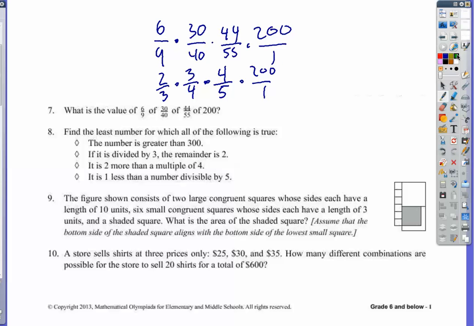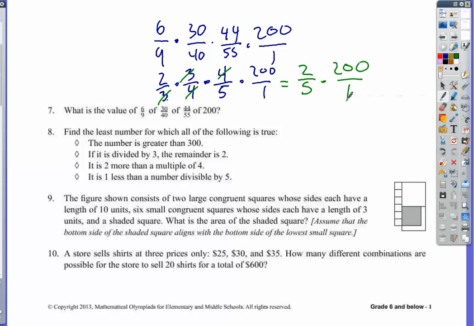I'm hoping that your teachers have talked to you about cross-reducing things. In other words, before we multiply things out, and I don't want to multiply all these things out and then reduce, that'd be ridiculous. We know that if we have a 3 in the denominator and a 3 in the numerator, even if it isn't in the same fraction, and we're multiplying them together, 3 divided by 3 is 1, so that cancels out. 4 divided by 4 is 1, cancels out. So really, all this problem is asking you to do is 2/5 times 200 over 1.